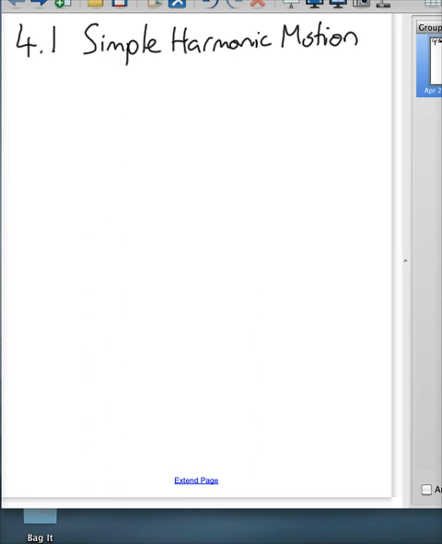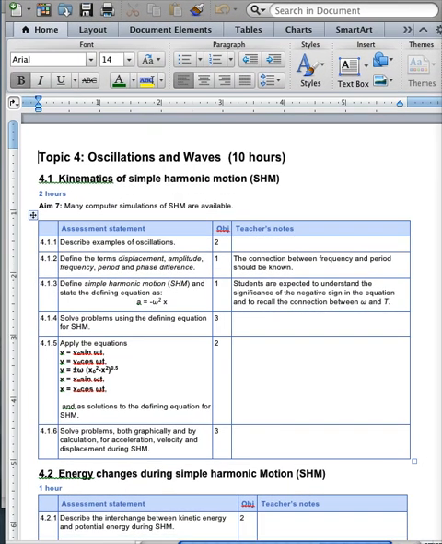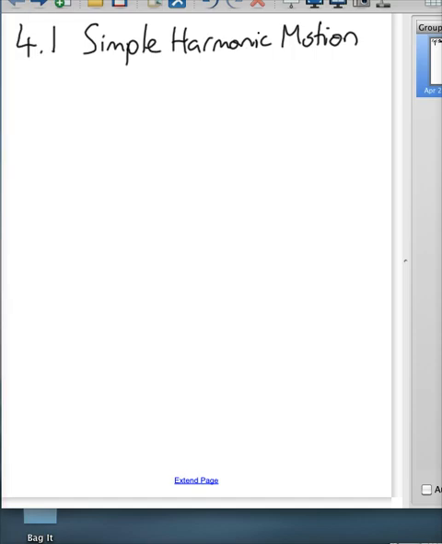This is the first part, Simple Harmonic Motion. The goal here is to really get an understanding of the first part of the unit. This is the syllabus we'll be following. We're going to start today with the kinematics of simple harmonic motion, which is to do with the displacement, the velocity, the acceleration, and how we work these things through to understand how things move.